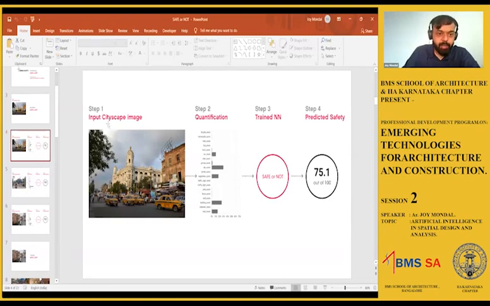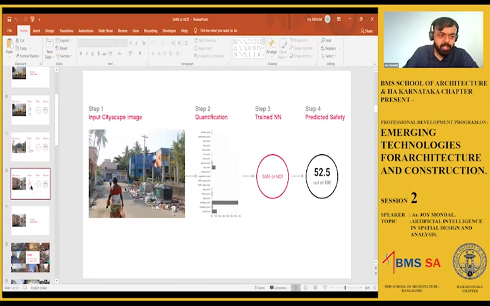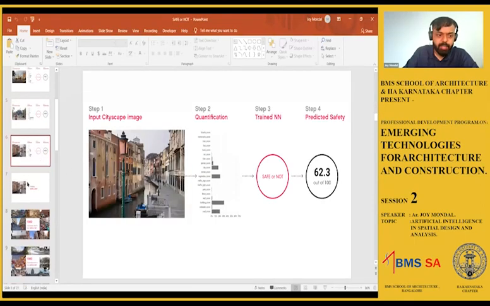What we'll end up doing is that the user will be able to upload images, and from the images, the algorithm will quantify, let's say, what percentage of the image belongs to which object type: what percentage is sky, what percentage is building, what percentage is vehicle, what percentage is human, and so on. Depending on the data that is already collected and the percentage distribution, it will give us the predicted safety score of that cityscape image. Of course, different spaces will have different predicted safety scores.